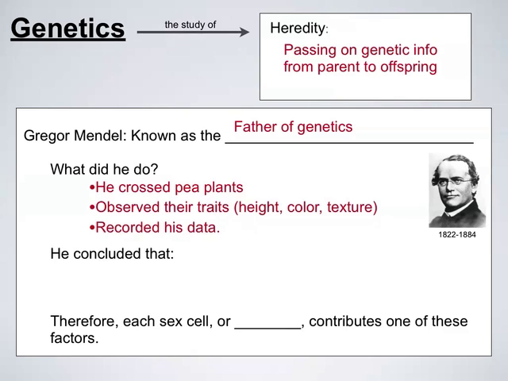Really? I'm going to tell you that in the next slide. And so the conclusions that Mendel came up with is that these traits he saw in pea plants, how tall they were, the color of the flower, the texture of the pea, they were controlled by two factors. Now today we would call these factors genes. They're controlled by two genes.